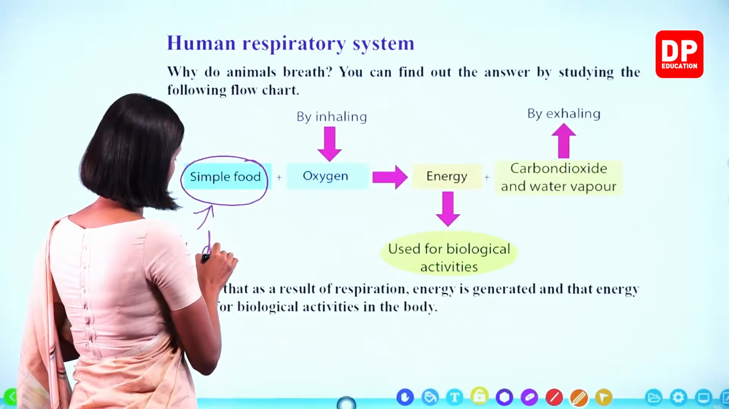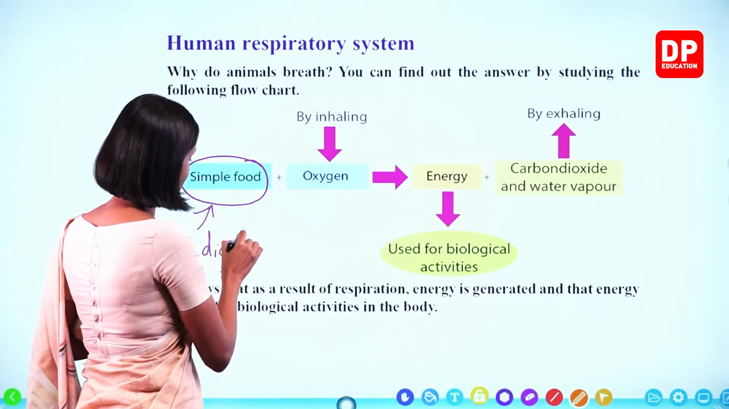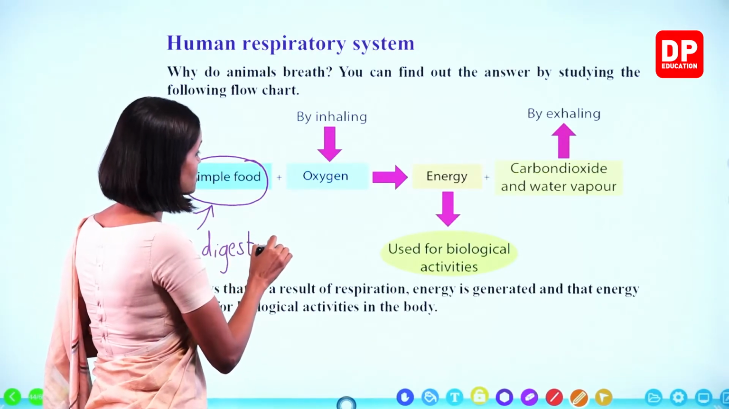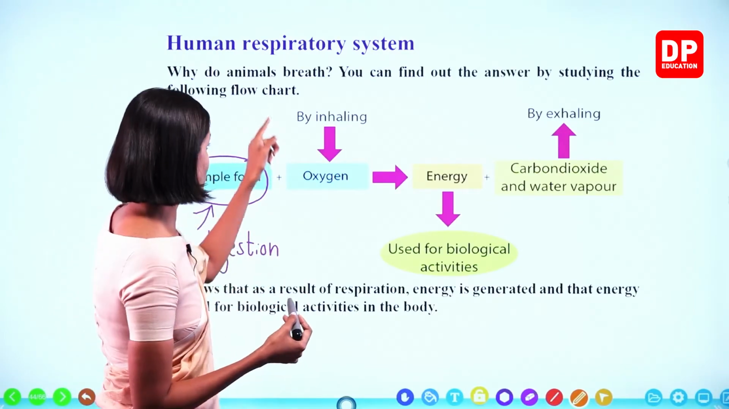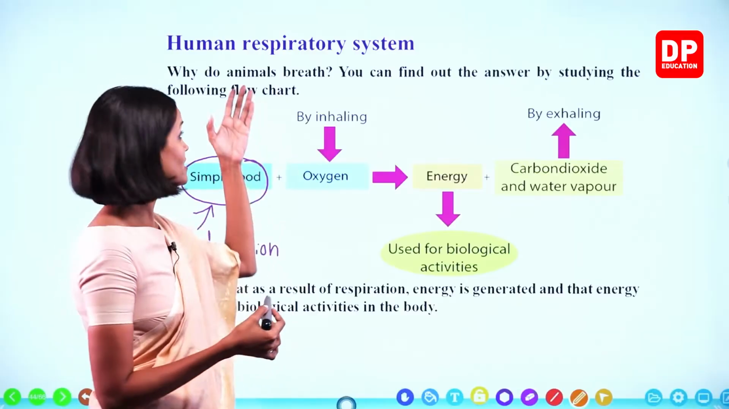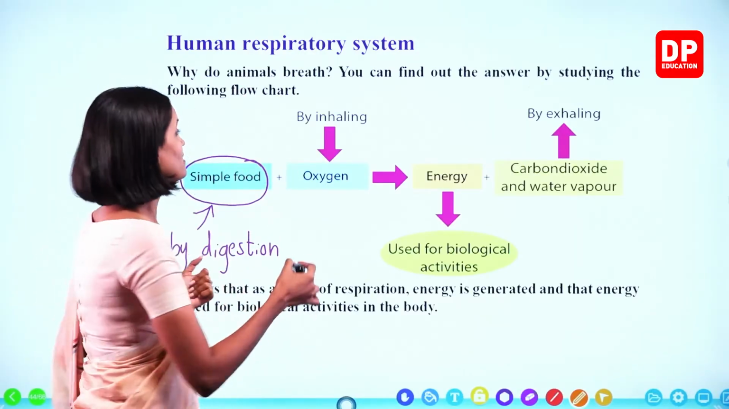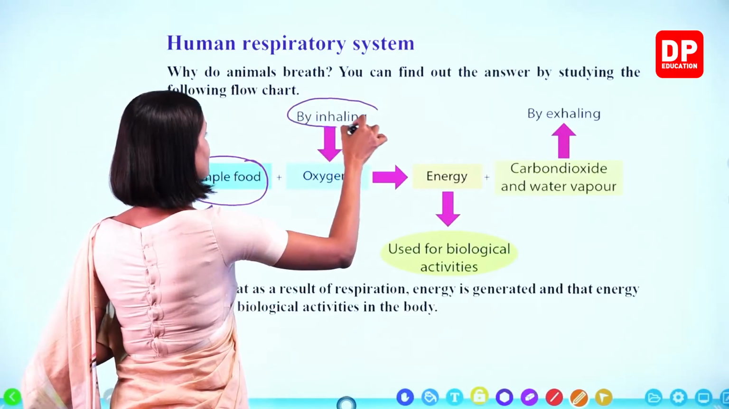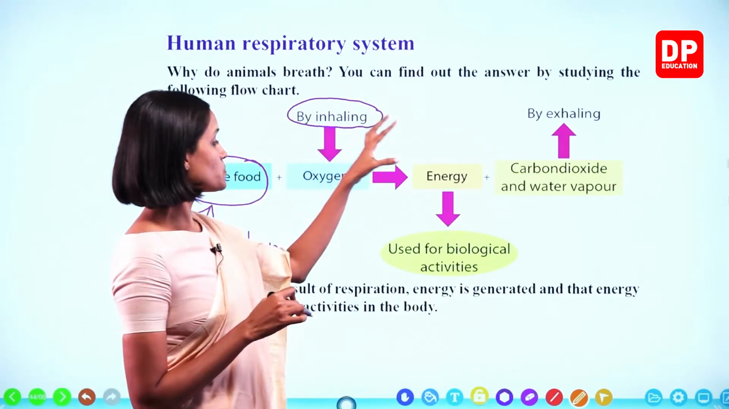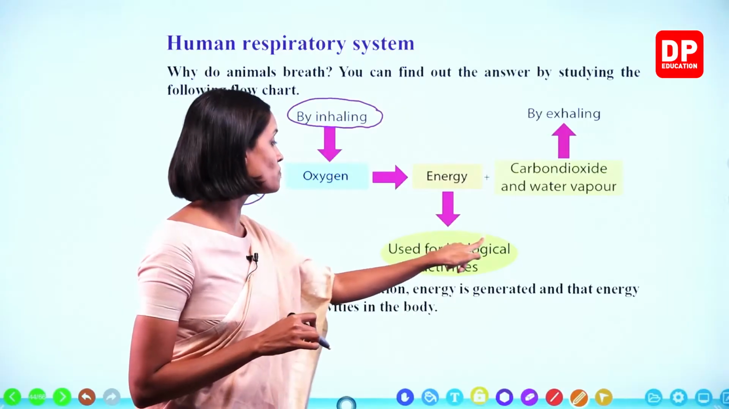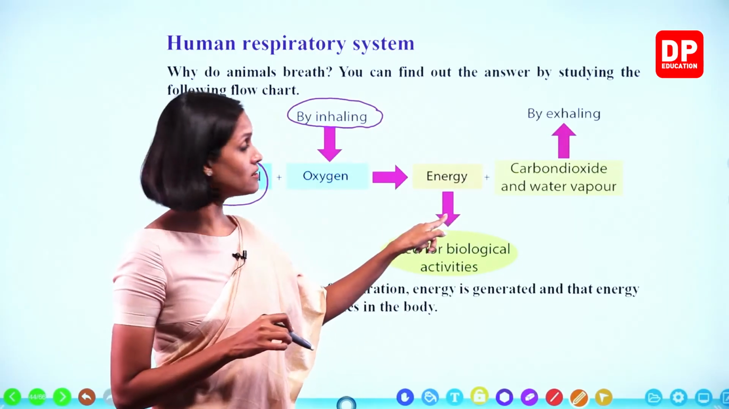By digestion. And it reacts with oxygen. How do we get oxygen? We get oxygen by inhaling. Now that is why we need to breathe, right? By inhaling, we obtain oxygen. Right? Then energy is produced. This energy is used for biological activities, right?